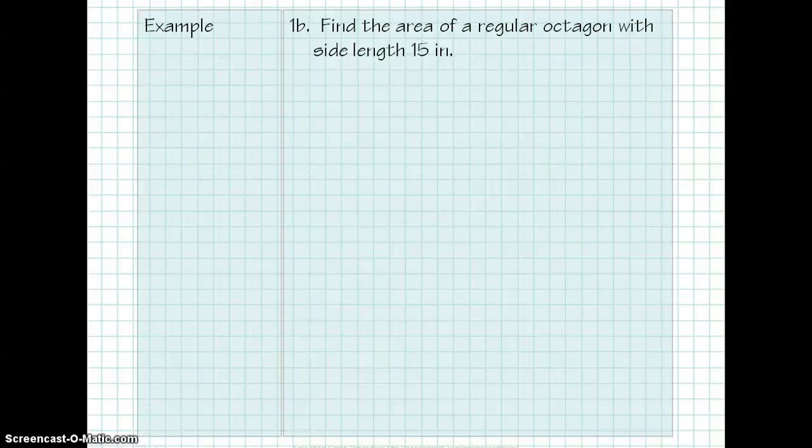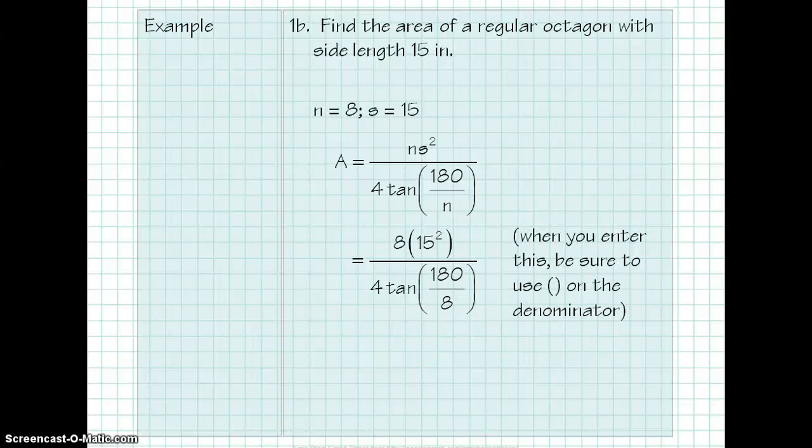Alright, so we want to find the area of a regular octagon with side lengths of 15 inches using this new formula. Octagons have 8 sides, each side is 15. Plug that into my formula here, so I get 8 times 15 squared divided by, when you put this in the calculator, make sure you put two parentheses, 4 tangent 180 divided by 8, close parentheses, close parentheses, and you get 1086.4 square inches. That's kind of cool.